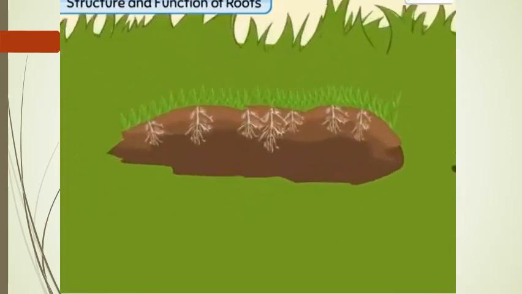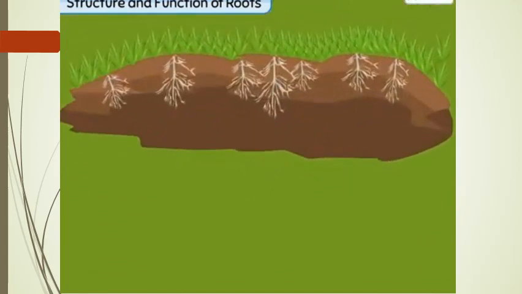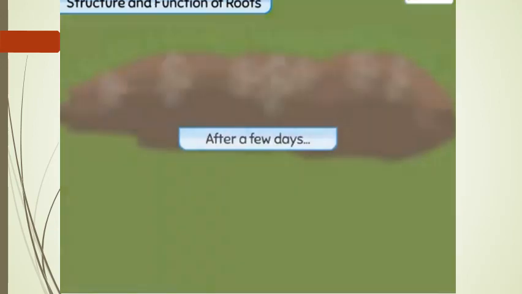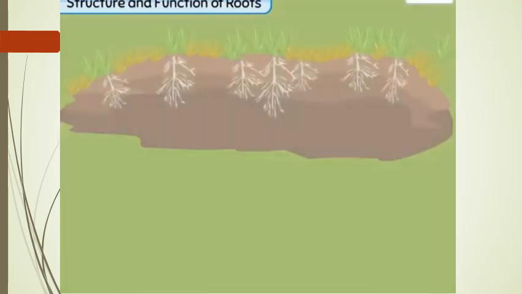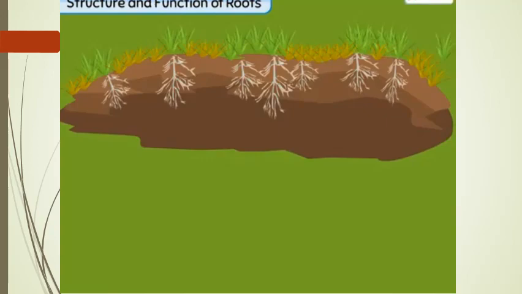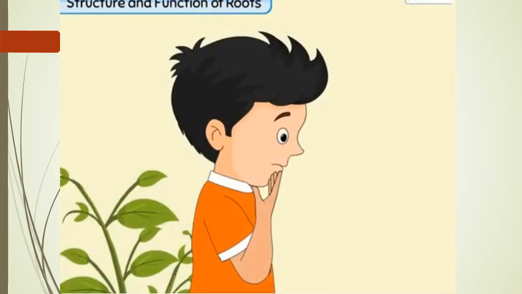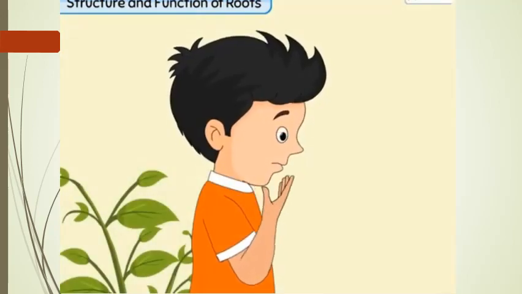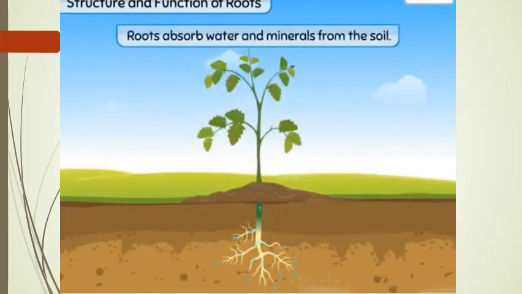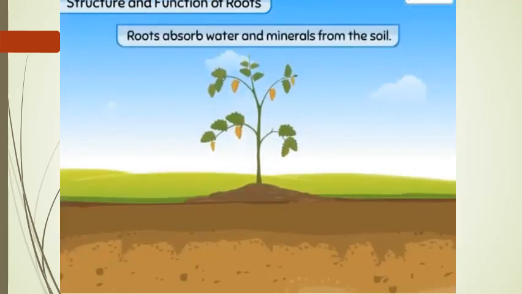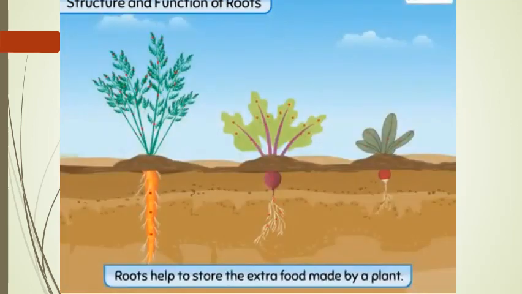Now look at this boy digging holes in the soil. While making the holes, the boy removed the roots of some grass. After a few days, he noticed that the plant whose roots were removed dried up and died. Can you think of the reason why the plants died? It means roots absorb water and minerals for the plant from the soil. In the absence of the root, the plant could not get water and died.